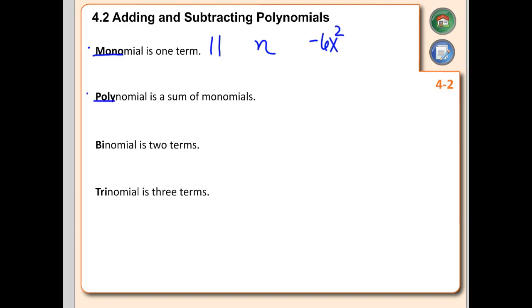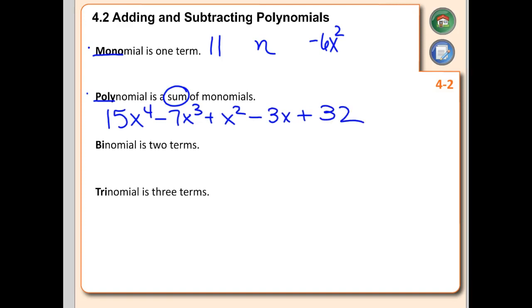Now, the next term up here is polynomial. We've seen that word poly. We said poly means many, and the key to this is it's the sum of monomials. So it's the sum of many nomials. Now, I'm going to be a little bit radical here. How about if I gave you 15x to the fourth minus 7x cubed plus x squared minus 3x plus 32. All right, so that is a polynomial. I've just got a string of monomials separated by plus signs and minus signs.